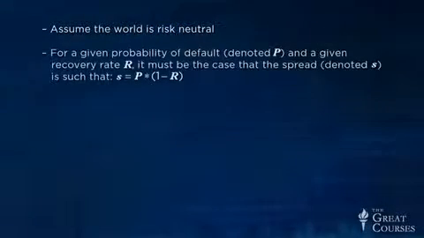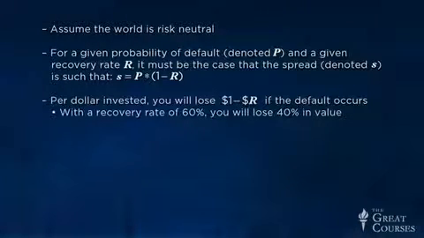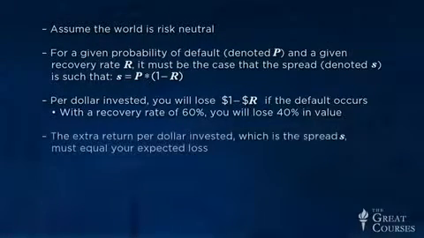Let's see how to infer the likelihood of a default from the spread. Let's just start by assuming that we are in a risk-neutral world. For a given probability of default, let's say denoted P, and a given recovery rate R, it must be the case that the spread, denoted S, is such that S is equal to P times (1 minus the recovery rate). That is, per dollar invested, you lose 1 minus R if the default occurs. For example, if the recovery rate is 60%, you're going to lose 40% in value. The extra return per dollar invested, which is the spread S, must equal your expected loss.